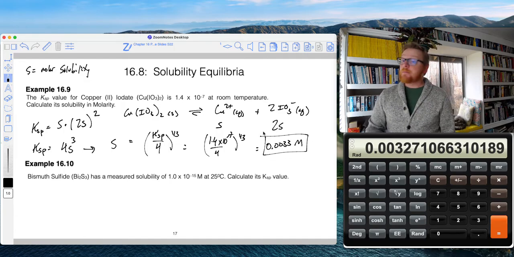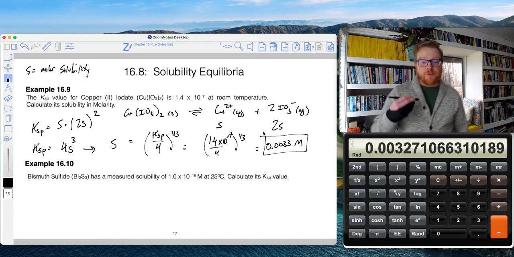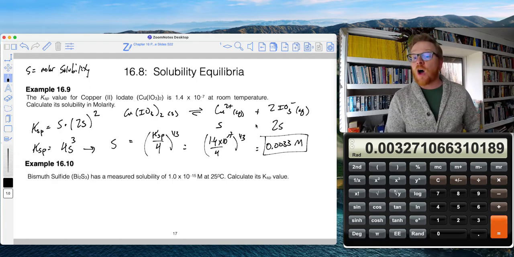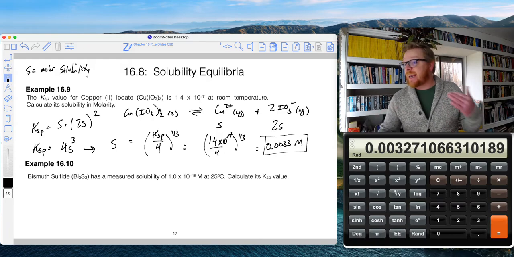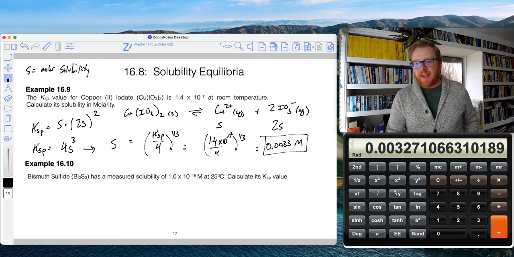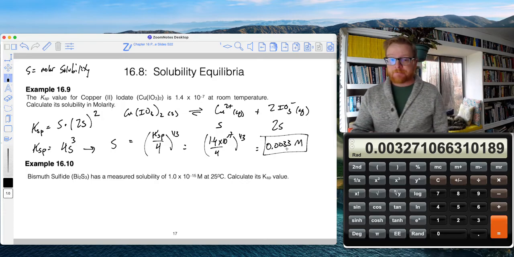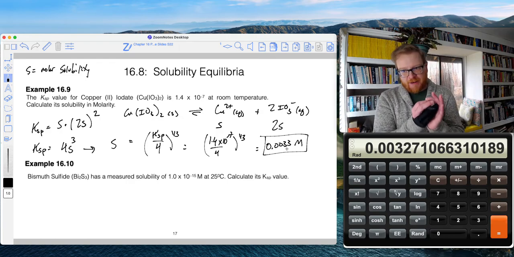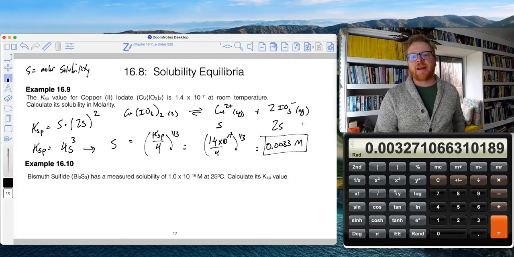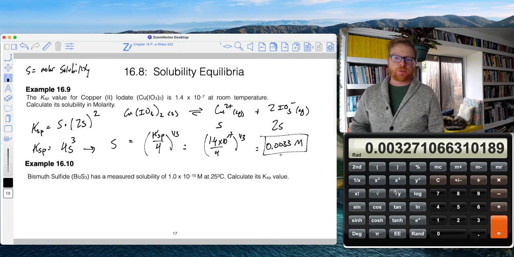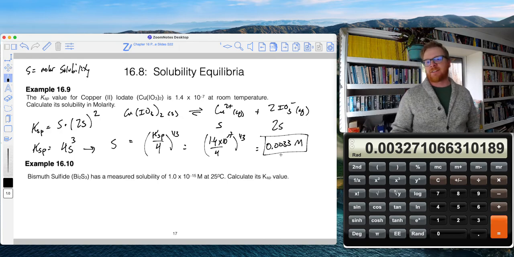So that is my molarity of copper 2 iodate. And so what that means is I can dissolve as much as 0.033 moles per liter of copper 2 iodate and not get any precipitation. If I go just barely past this number, okay, then I will get a precipitate. And any amount of copper and iodate that I add past this amount will strictly lead to precipitation and not more ions in solution. Okay.